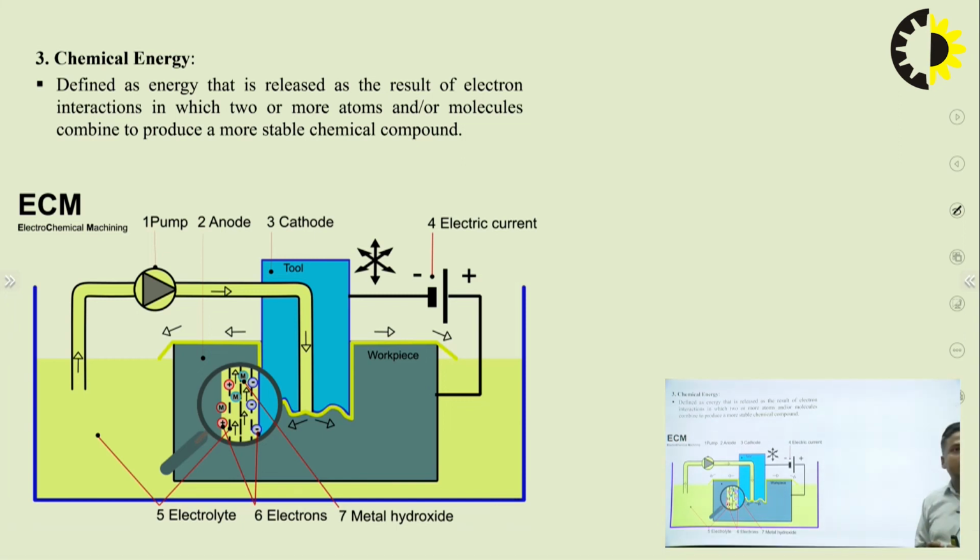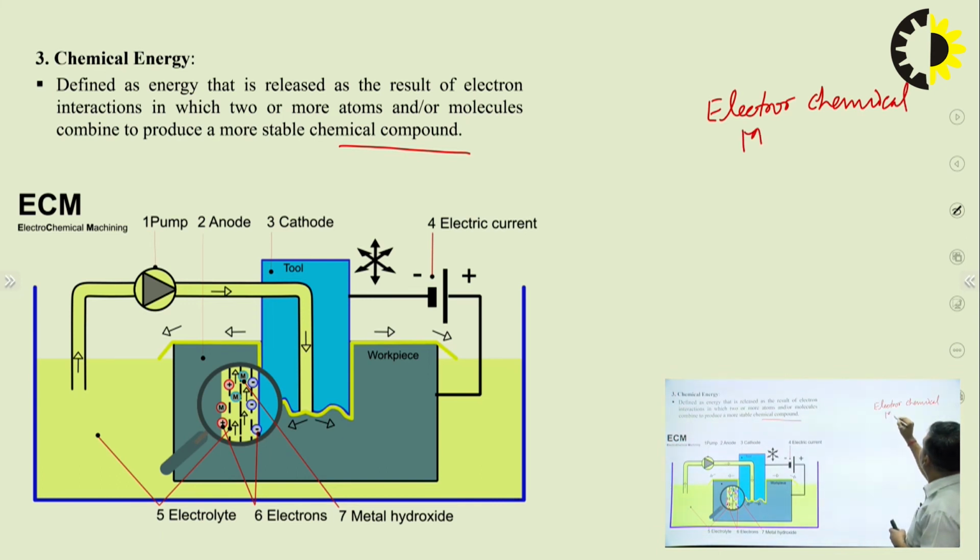Now third is the chemical energy. Chemical energy is defined as energy that is released as the result of electron interactions in which two or more atoms and/or molecules combine to produce a more stable chemical compound. So the application of this energy is like ECM. ECM is electrochemical machining.